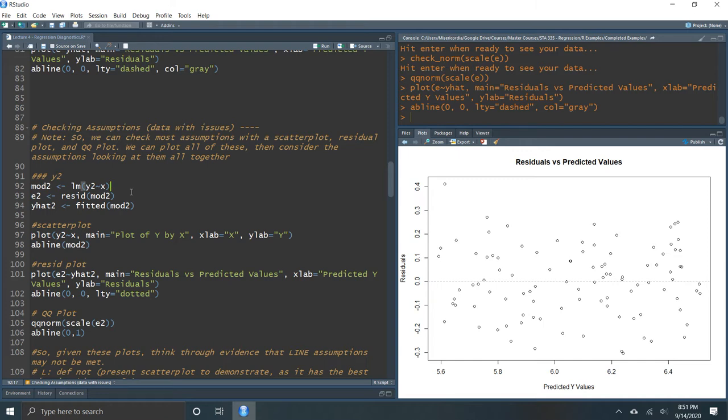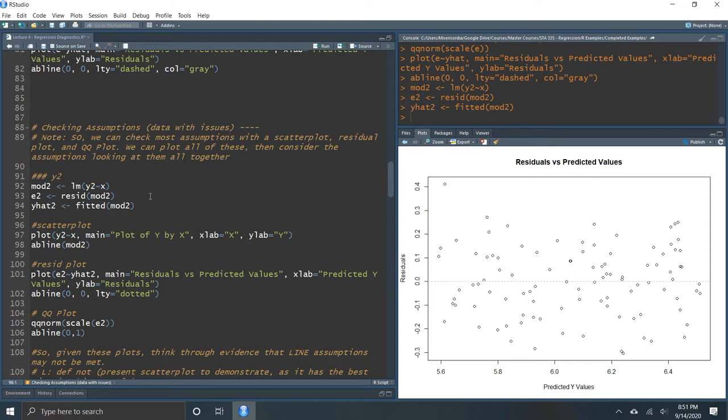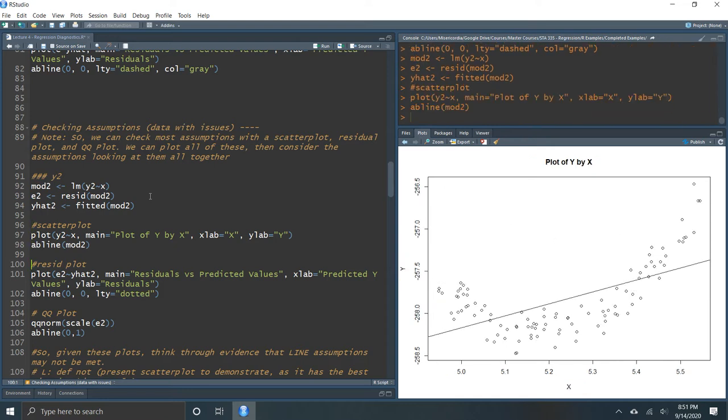So recall in one of the later slides in our lecture slides, we had each of the plots and then we talked about what all of the violations we could be looking at in those plots are. So this I'm going to run for y2. I'm going to create the model of the residuals and the predicted values, and then I'm going to run the scatter plot.